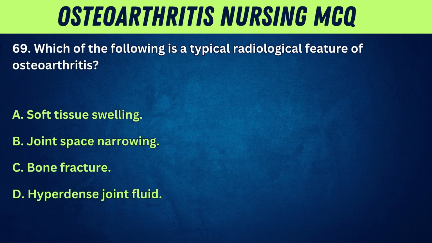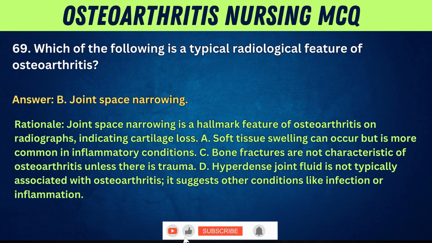69. Which of the following is a typical radiological feature of osteoarthritis? A. Soft tissue swelling. B. Joint space narrowing. C. Bone fracture. D. Hyperdense joint fluid. Answer: B. Joint space narrowing.